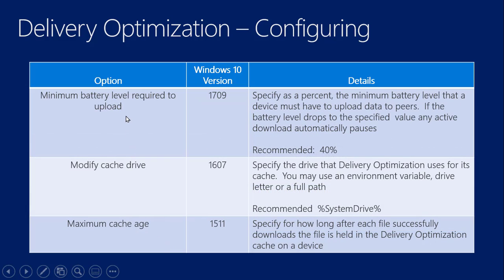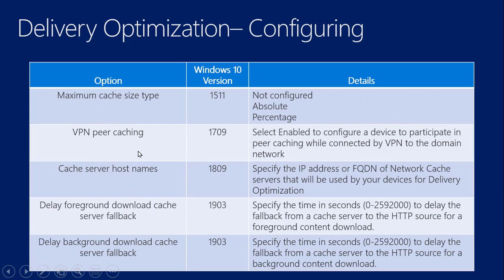Okay, and then other settings, minimum battery level. So 40% is what's recommended, and you can adjust that to whatever. If you have that battery drop below this configured value, then any active downloads will just pause from that delivery optimization peer. Here you can modify your cache drive if you want to. The recommended is your system drive. How long you store things in your cache, you can change there. And then there's just a few others. Maximum cache size, how you want to do that, percentage absolute, whether you want to allow VPN peer caching, and then things like cache server host names and so on.